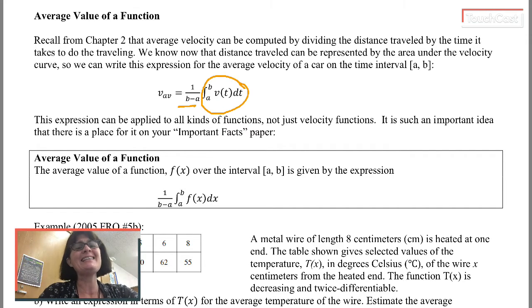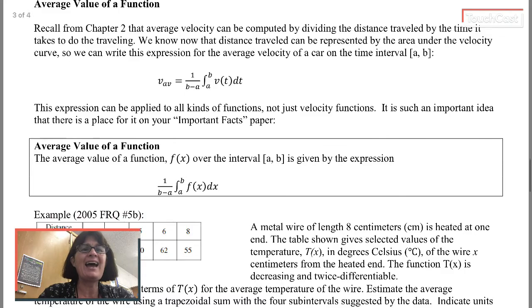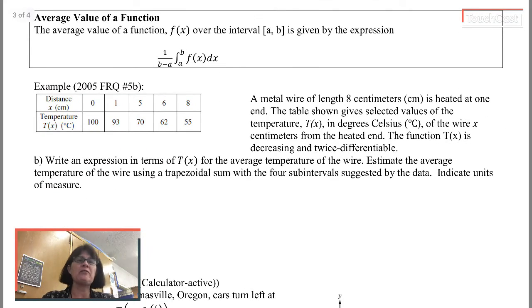So we can actually extend this idea to other contexts that aren't about velocity and acceleration and distance traveled. We can talk about the average value of a function. So this is an important one. There's a place for it on your important facts paper. The average value of a function f over the interval a to b is 1 over b minus a times the integral from a to b of f of x dx.